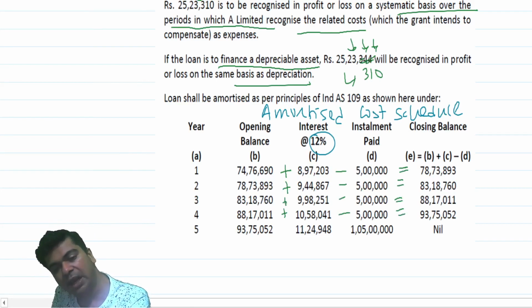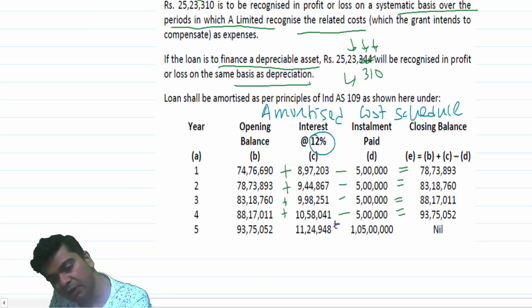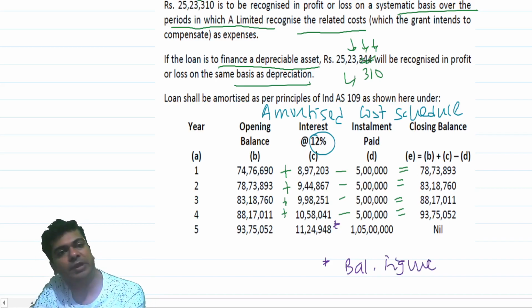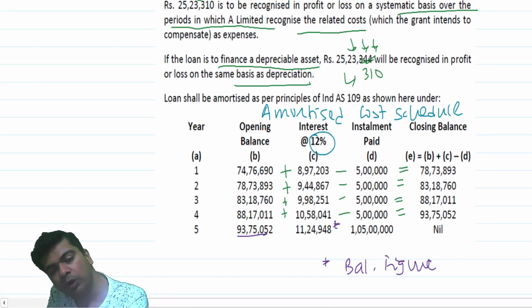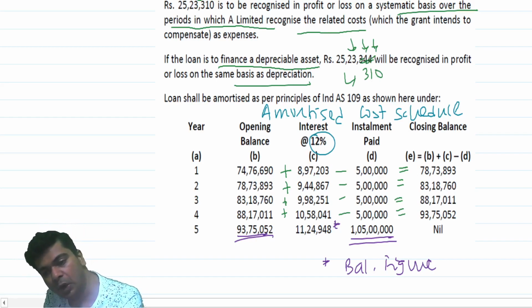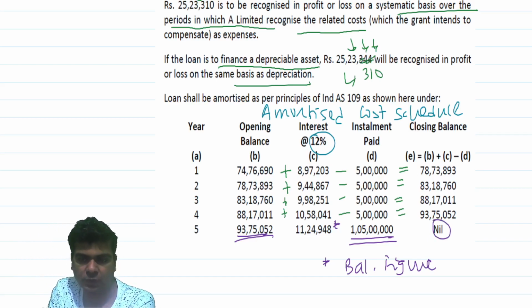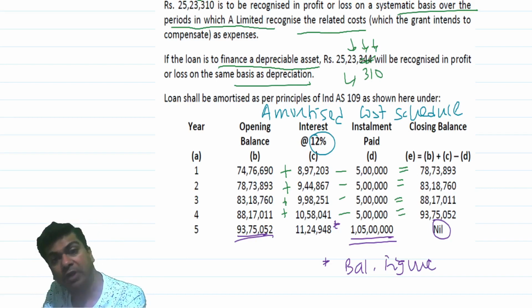And be careful in the last one. It's not there in our answer, but you can write it down. You can put an asterisk on the last figure. It's a balancing figure, where we will have to make the loan equivalent to what you will repay as your last installment so that your closing balance becomes nil. This is out and out Ind AS 109 treatment that we have provided.